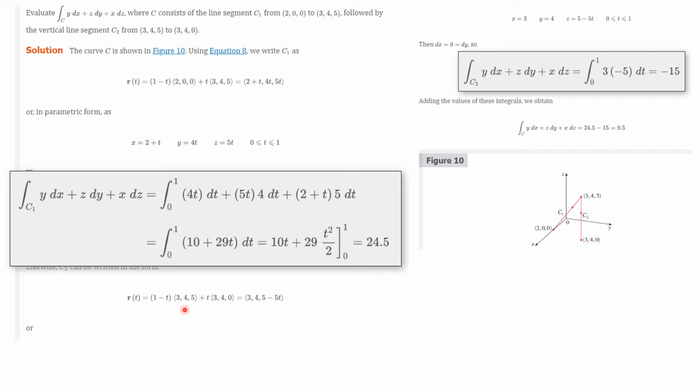Now, for this next one, I'm going from this point to start with when t is equal to 0, to this point when I finish. And so this is a different parameterization. This is pointy bracket 3, 4, 5 minus 5t. Or in parametric equations, x is 3, y is 4, and z is the only one that changes. This is 5 minus 5t, and t again runs from 0 to 1. So for the integral, note that since x and y don't change, dx and dy are 0, so that was 0 and that's 0, and this one just is going to be x, which is 3, and dz dt is minus 5 times dt, so I get minus 15. So I add the integrals here, minus 15 with the integral that I have here, and I get 9 1/2.